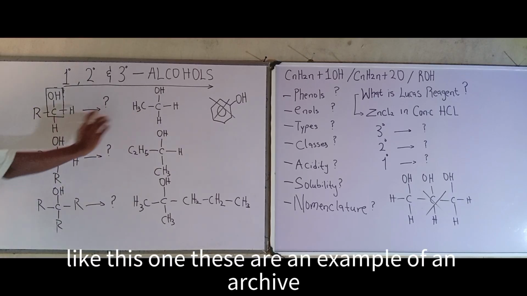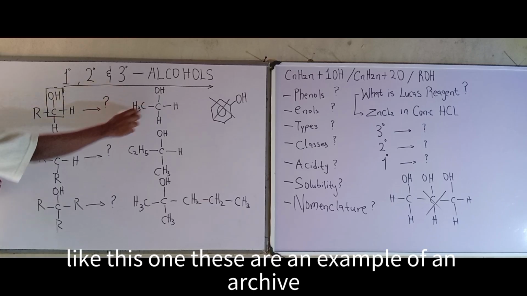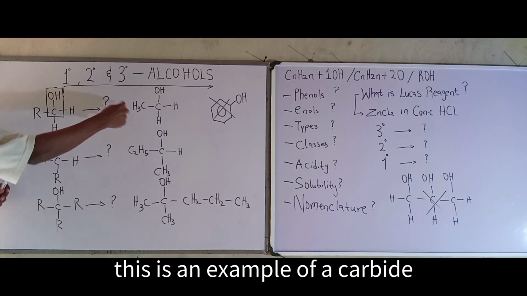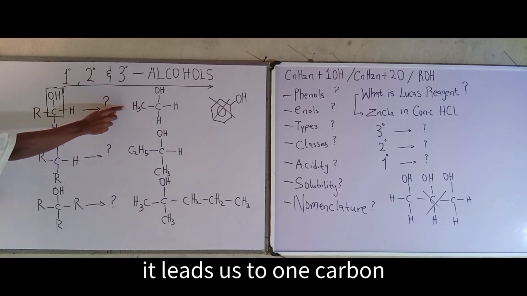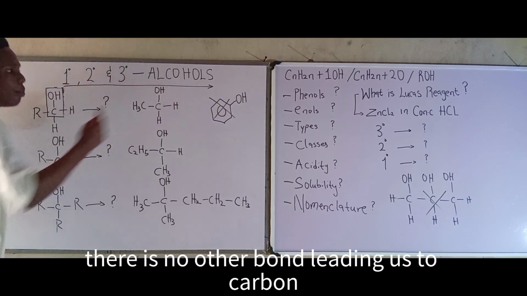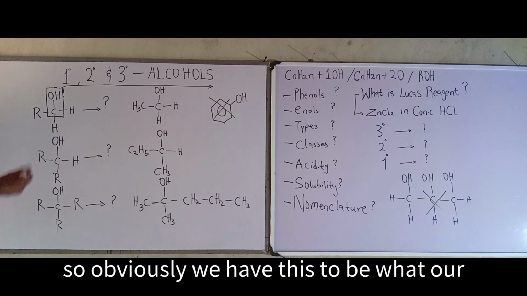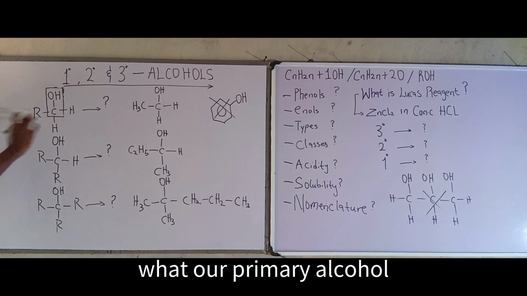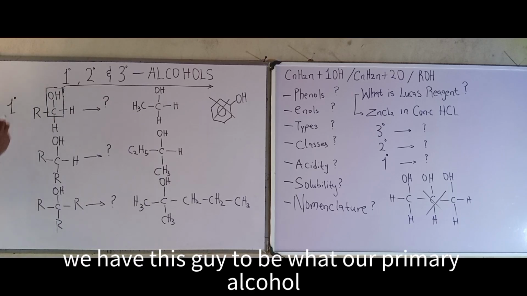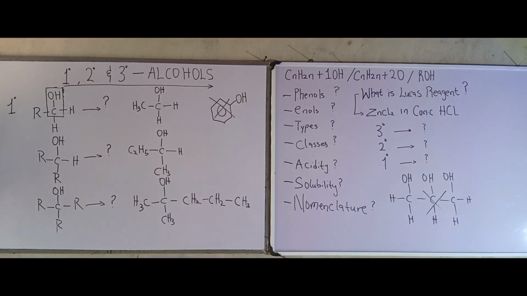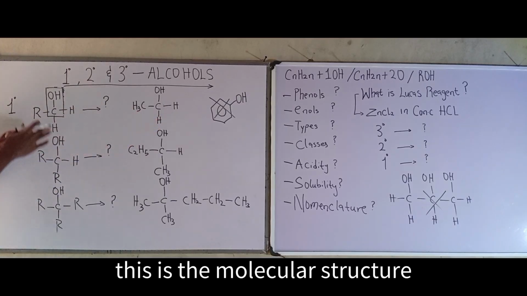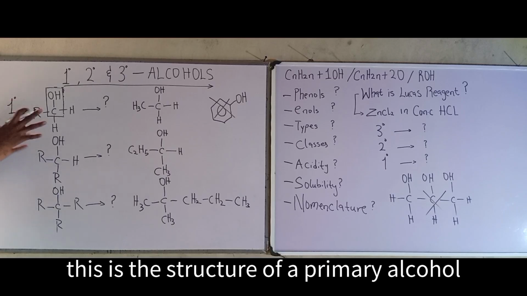Like this one. This is an example of an alkyl group. It leads us to one carbon. Aside from that, there is no other bond leading us to carbon. So obviously, we have this to be our primary alcohol. We have this one to be our primary alcohol. Do we understand? This is an example of it. This is the molecular structure, the structure of a primary alcohol.